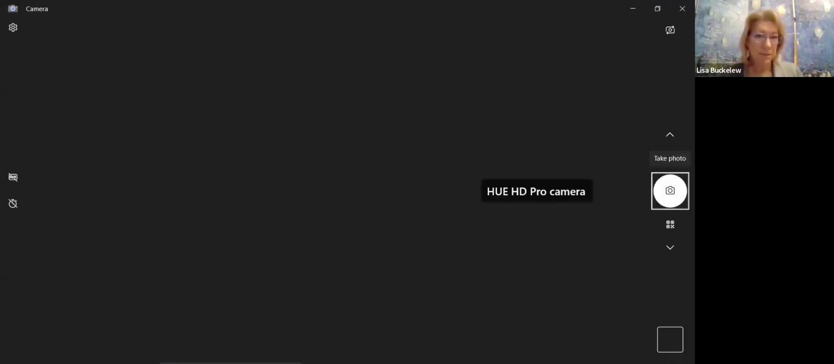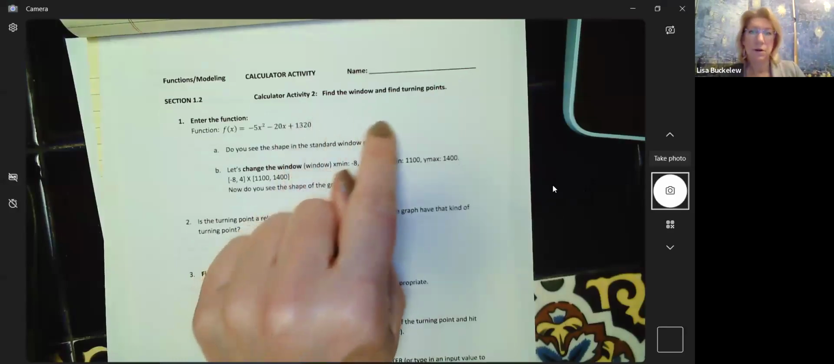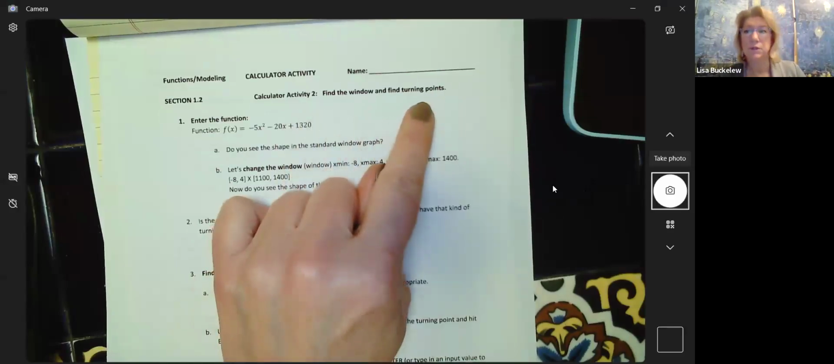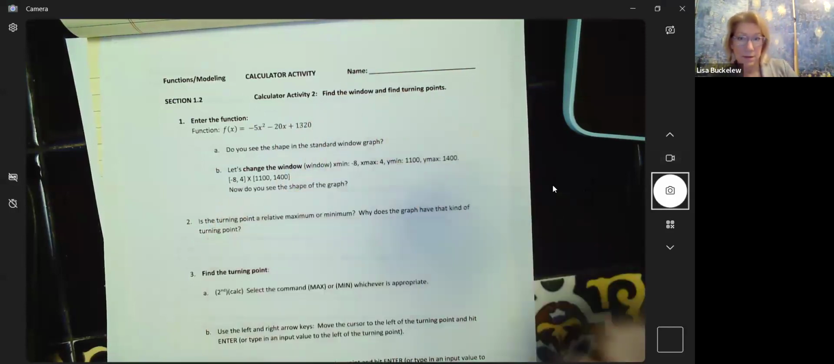Okay, I'm back. I'm going to do the second part of the 1.2 handouts that I gave you guys in class before we left. Let me show you what I'm looking at here. It has to do with finding the turning points. Sometimes those are also called maximums and minimums. And then being able to get a good window to do that.